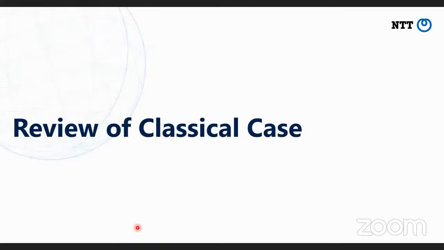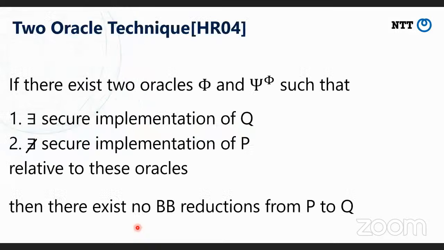Next, I'd like to explain how we can prove the impossibility of black box reductions from collision-resistant hash to one-way permutation in the classical setting. In the classical setting, to show the impossibility of black box reductions, we can use a useful technique called the two-oracle technique. So what is the two-oracle technique? Suppose that there exist two oracles, phi and psi, such that there exists a secure implementation of Q, but there does not exist a secure implementation of P relative to phi and psi. Then the two-oracle technique guarantees that there exist no black box reductions from P to Q. And this is the two-oracle technique.